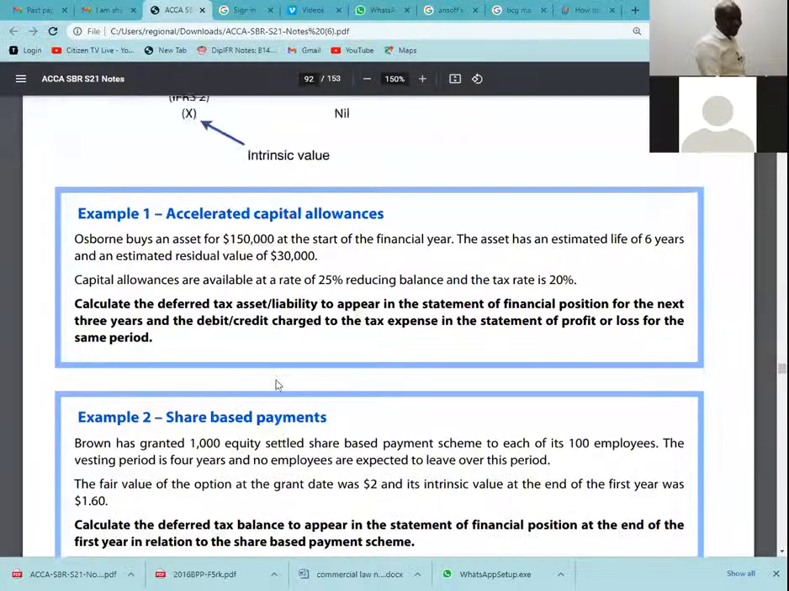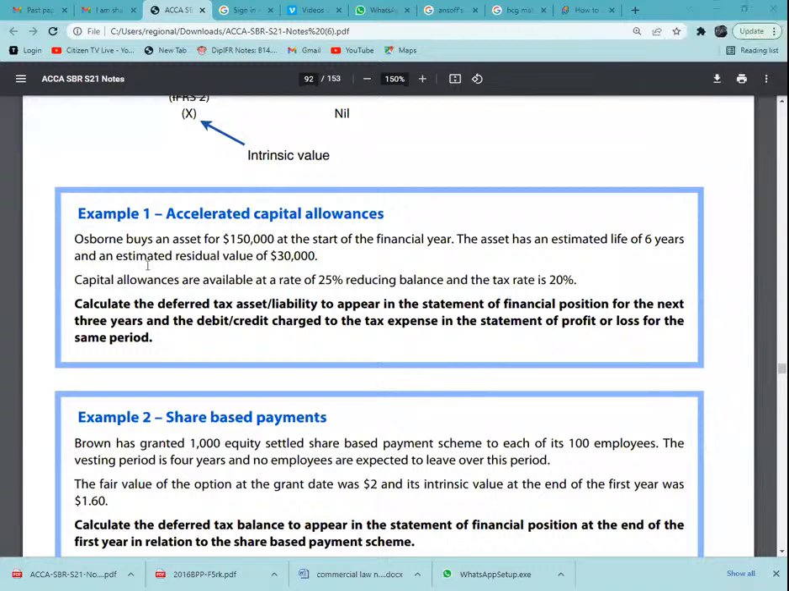So here we are. Example 1, accelerated capital allowances. We are told Osborne buys an asset for $150,000 at the start of the financial year. The asset has an estimated life of 6 years and an estimated residual value of $30,000. Capital allowances are available at the rate of 25%, reducing balance, and the tax rate is 20%. Calculate the deferred tax asset or liability to appear in the statement of financial position for the next 3 years. But I would want us to do it for the 6 years.